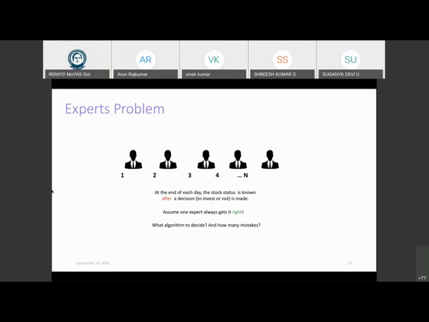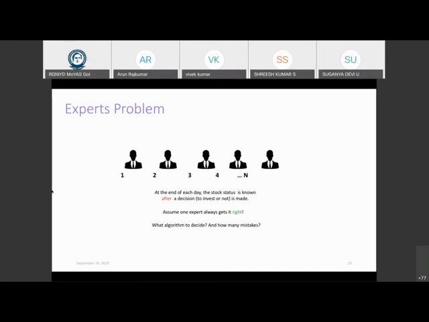Now, I want to come up with an algorithm which will somehow make as few mistakes as possible over time. Because every mistake is lost money or a lost opportunity to gain money. Right? So you don't want to do that. So you want to make as much money as possible and lose as little money as possible.